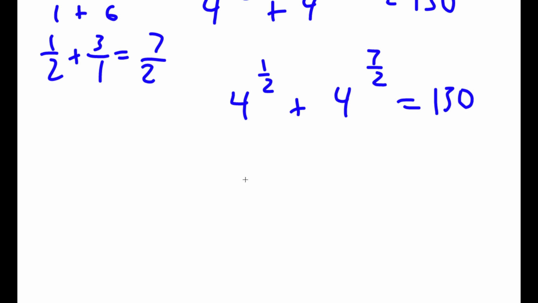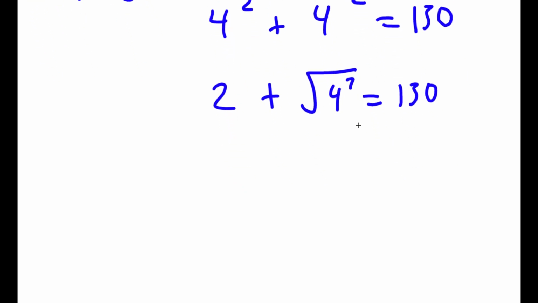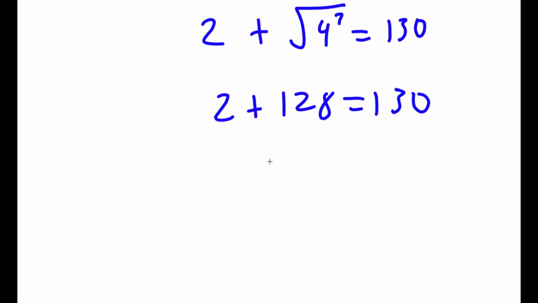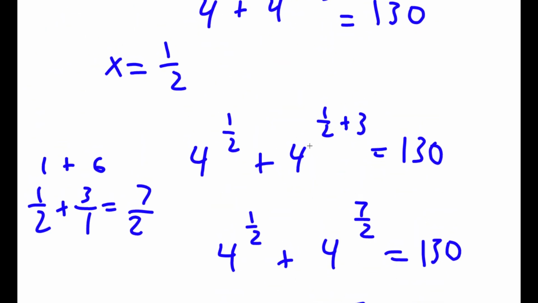Now 4 to the power of 1/2 is the same thing as the square root of 4, which is actually equal to 2. So I have 2 plus, now 4 to the power of 7 over 2 is the same thing as the square root of 4 to the power of 7. And the square root of 4 to the power of 7 is going to equal 128. So I have 2 plus 128, which is equal to 130, so I have 130 equal to 130, meaning our solution is right.